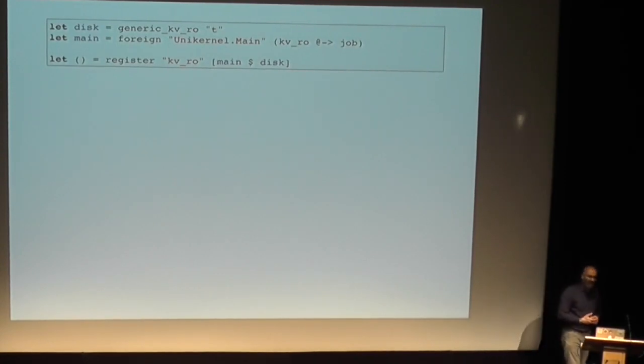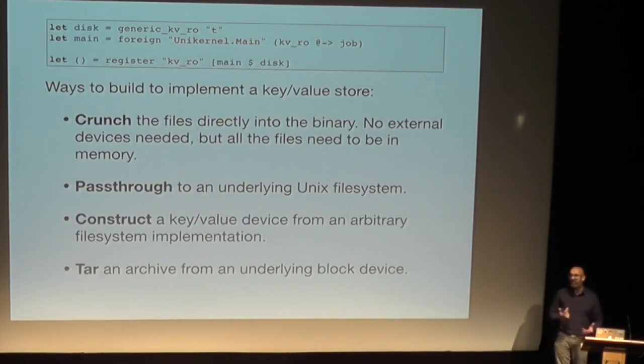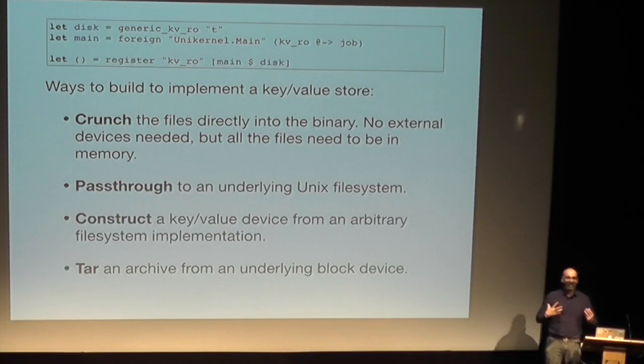So let's see how this looks like for disks. Disks are particularly tricky, just managing storage. Because think about the sheer number of ways that you have to store data on a computer. So if we just wanted to implement a key value store, well, I could crunch the files directly into the binary, so I don't need to have an external file system.